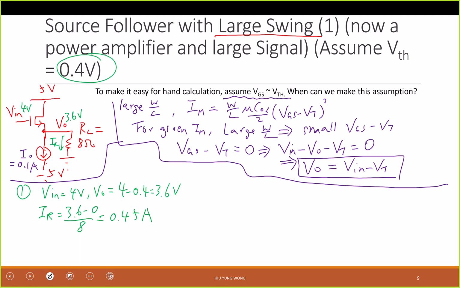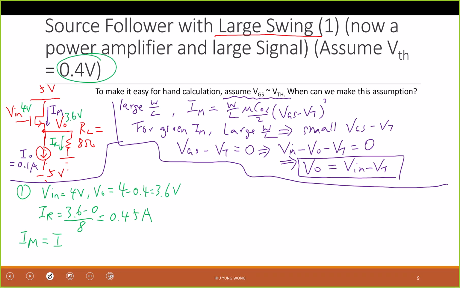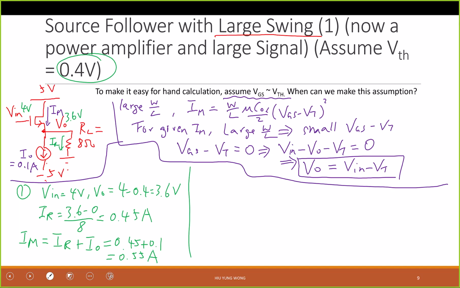Then what is the current going through the transistor? IM equals IR plus I0, equals 0.45 plus 0.1 equals 0.55 ampere. Everything normal? Make sense? So when the input is 4 volts, the output is 3.6 volts, and all the current going from 5 volts, some of it goes to the current source, some goes to the resistor to drive the load. No problem, right? So this one is okay.